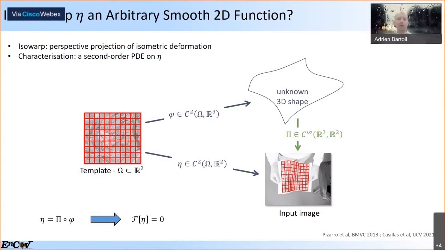referring to. So we have found that this function here, which is written eta, that maps pixels from the template to the input image, is actually not any arbitrary function. This function is constrained by a second order differential constraint, which must be fulfilled in order for this warp function to be a valid representation of the underlying world 3D structure projected to images.